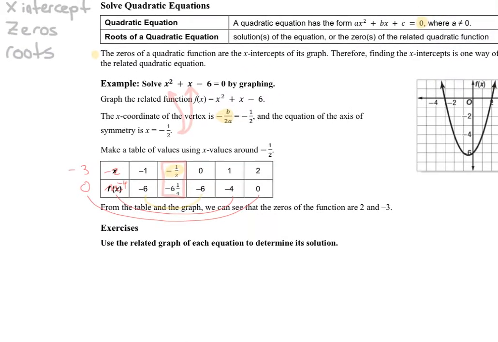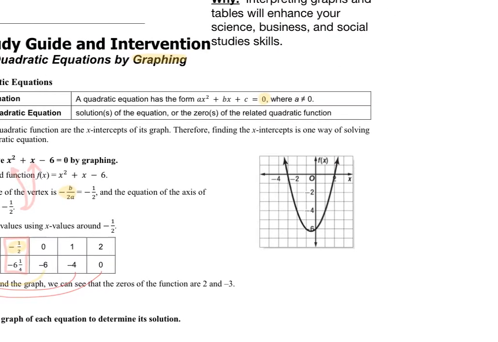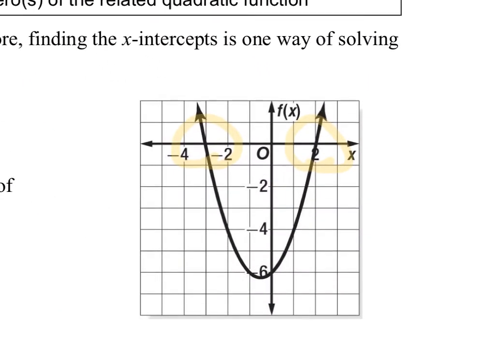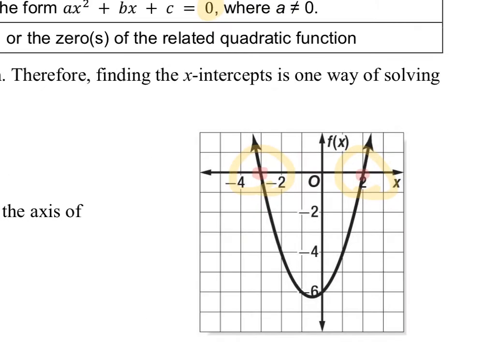Now, once they plotted the points here, it became very clear where our x-intercepts are. They are right here and right here, when x is equal to 2 and when x is equal to negative 3. Now, visually, that's how we find them. It says, where do they cross over the x-axis? So the solutions in this case are x equals negative 3 and x equals 2.